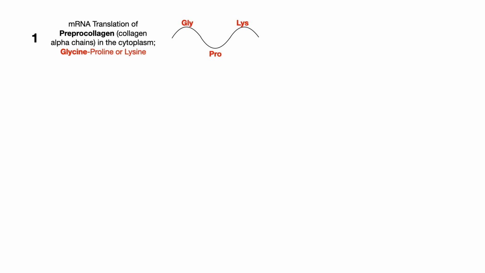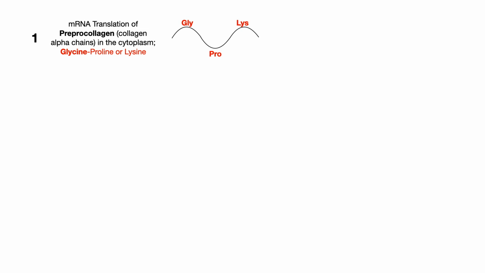Now, as you'll note, the most important residue on pre-pro collagen is glycine. In addition to glycine, you can also have proline or lysine. So sometimes this is written as glycine-X-Y, and all that means is that you're always going to have some amount of glycine, and then the X or the Y is typically the proline or the lysine.